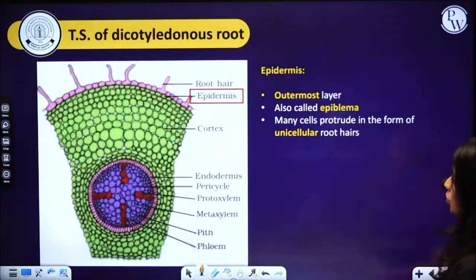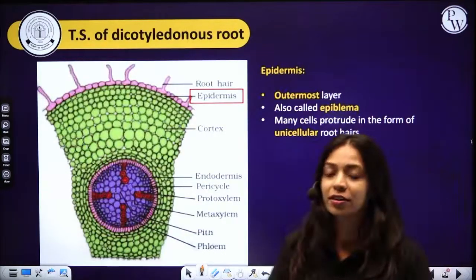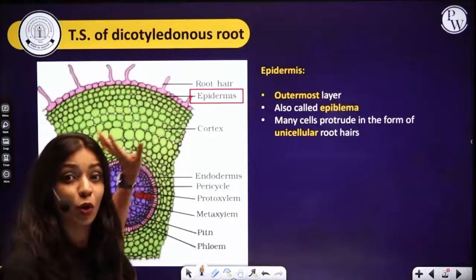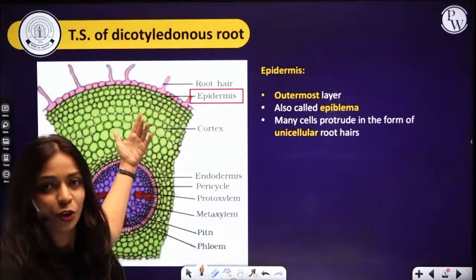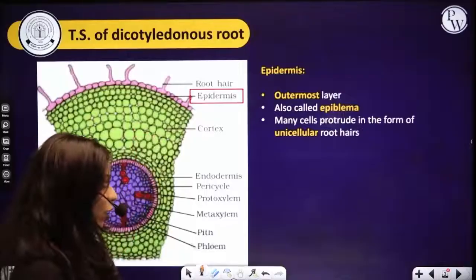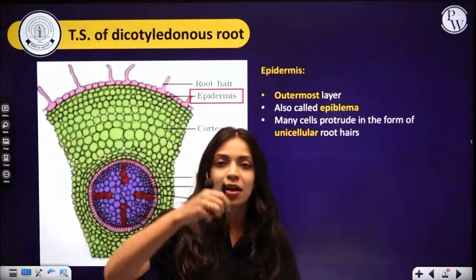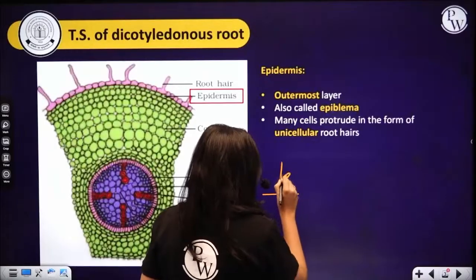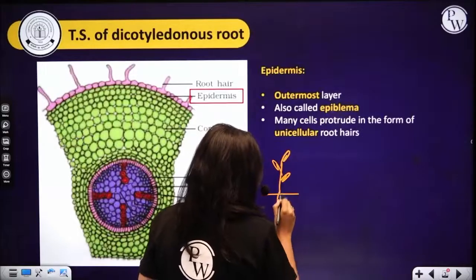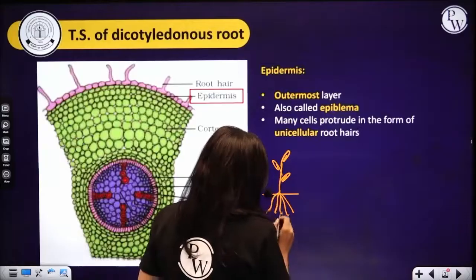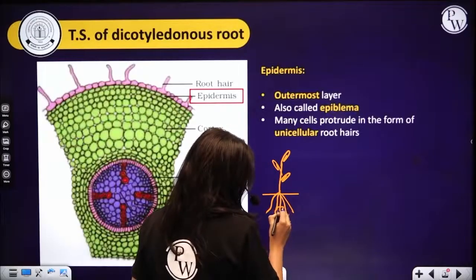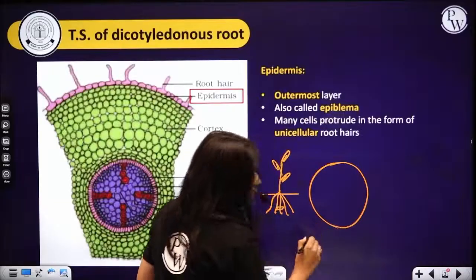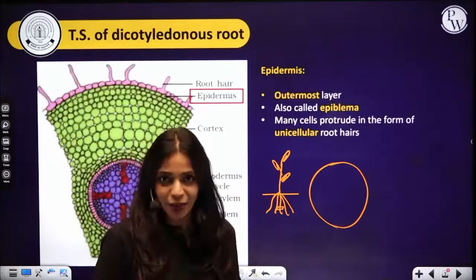Here is a section of a typical dicotyledonous root. So let me first tell you how we arrive at this diagram. I'm sure all of you must have come across this diagram in your NCERT textbooks. So how we got this image is from the transverse section of a root. If you think of this as a plant, this is the shoot system, this is the root. So if you take a thin transverse section of the root, you get a section that has a circular outline, right?